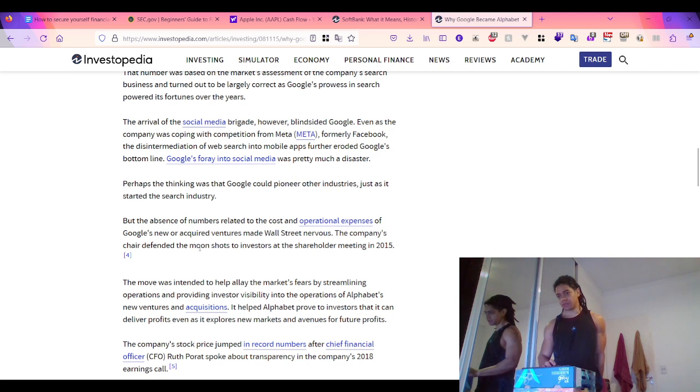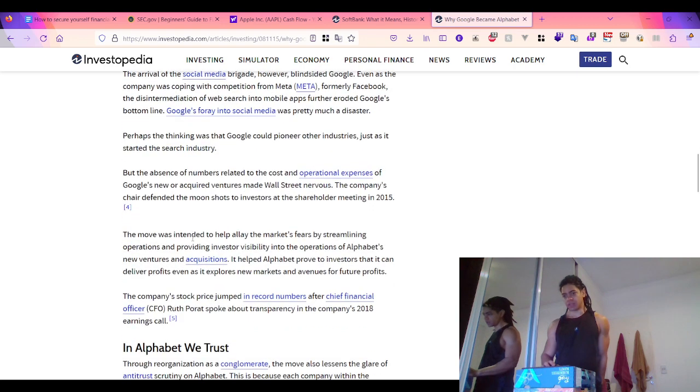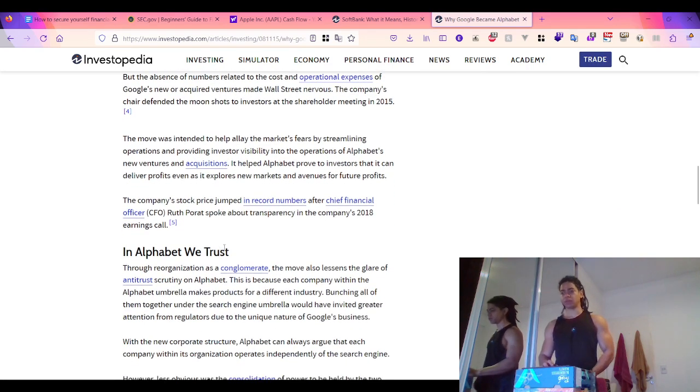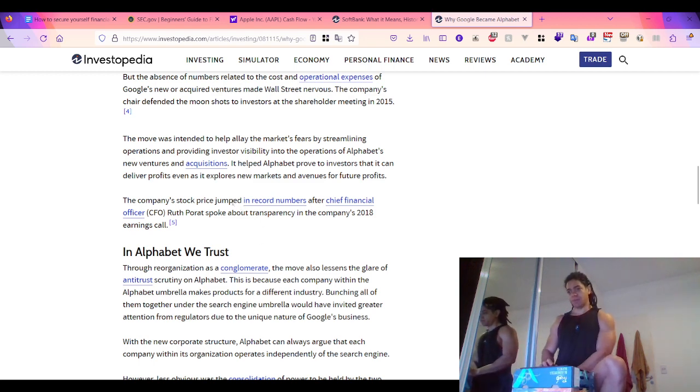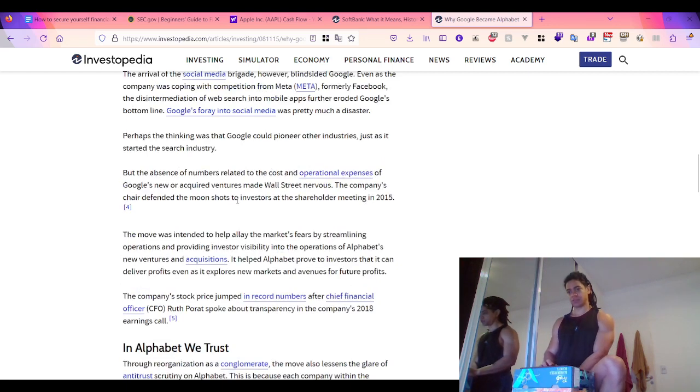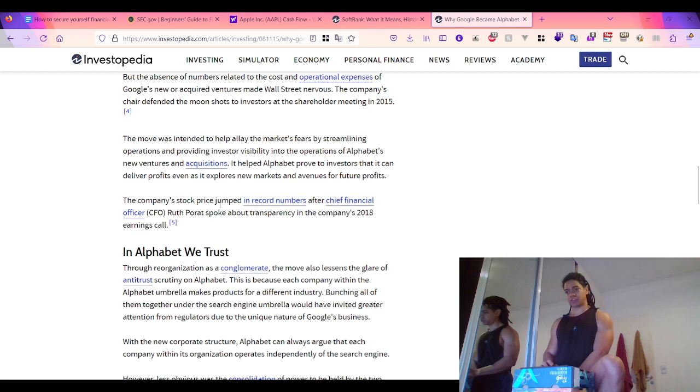The company's chairs defended the moonshots to investors at the shareholders meeting in 2015. The move was intended to help allay the market's fears by streamlining operations and providing investors visibility into the operations of Alphabet's new investors. It is to provide more transparency to investors. The company's stock price jumped in record numbers after Chief Financial Officer Ruth Porat spoke about transparency in the company's 2018 earnings call.